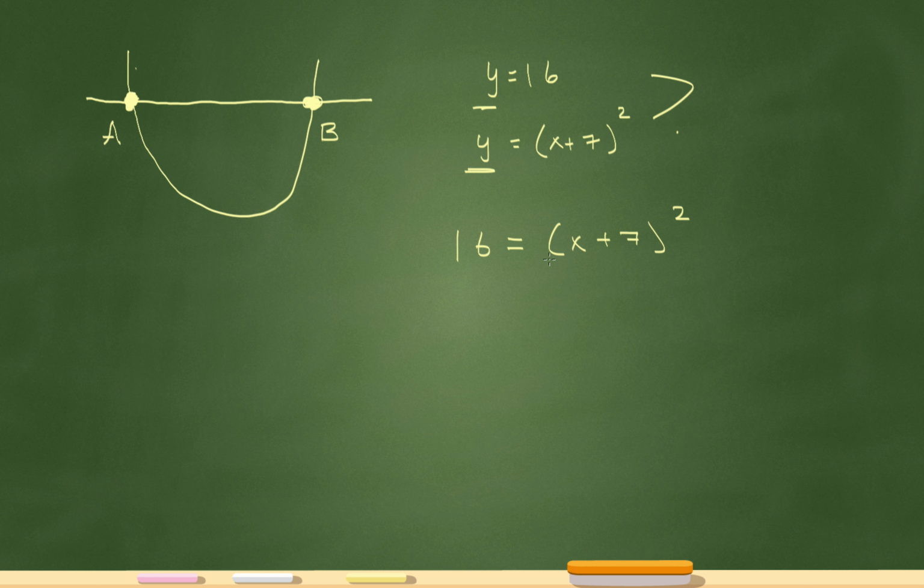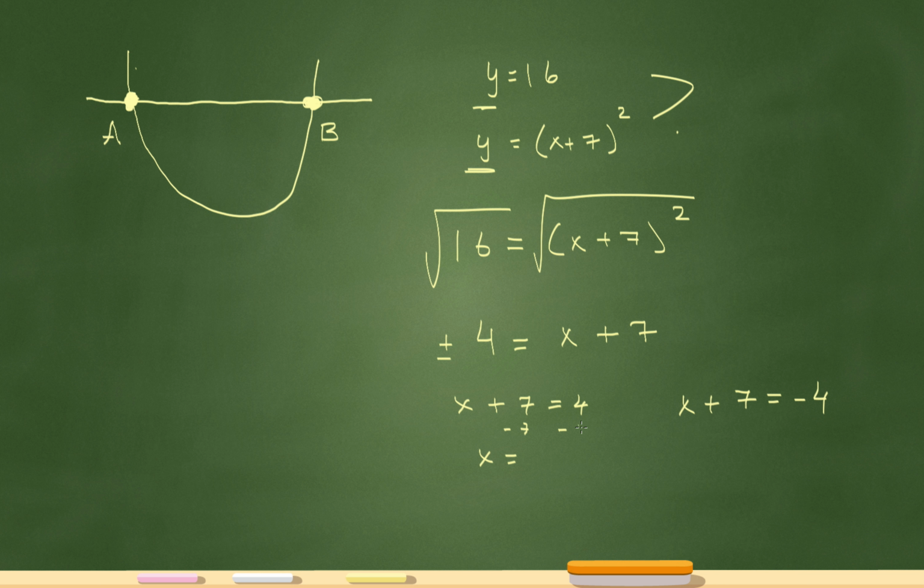And now, how do I solve for this? Take the square root of both sides. I'm going to be left with plus or minus 4 equals x plus 7. So I'll set up two equations. One will be x plus 7 equals 4, and one will be x plus 7 equals negative 4. Over here, I subtract 7 and get x equals negative 3. And over here, I subtract 7 and get x equals negative 11.